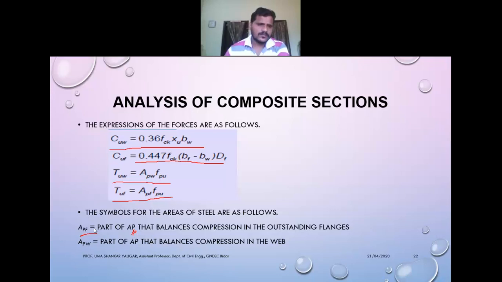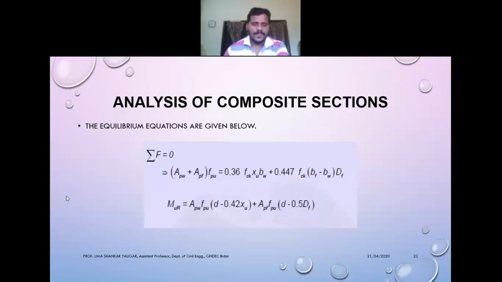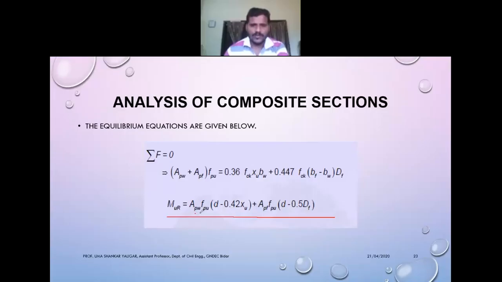And this is how we need to calculate the ultimate moment capacity of a section, the moment of resistance of the section. For your T section, we have used this formula while designing also, and in module number 3 and module number 4. The same formula is there. By using this, you can calculate the ultimate moment capacity of any composite section. This is with respect to the analysis of your sections.